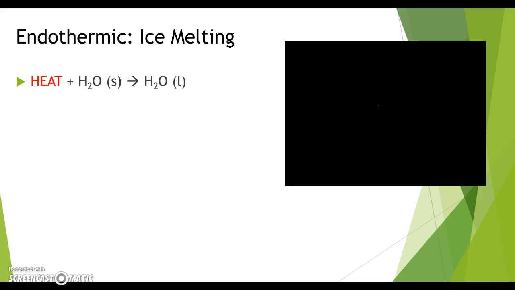Let's take a look at ice melting, which is an endothermic process. So from solid form to liquid form, to melt ice, heat needs to be absorbed for this process. And energy is a positive value since it is being absorbed. So let's take a look at this video of what happens to water molecules as ice melts.